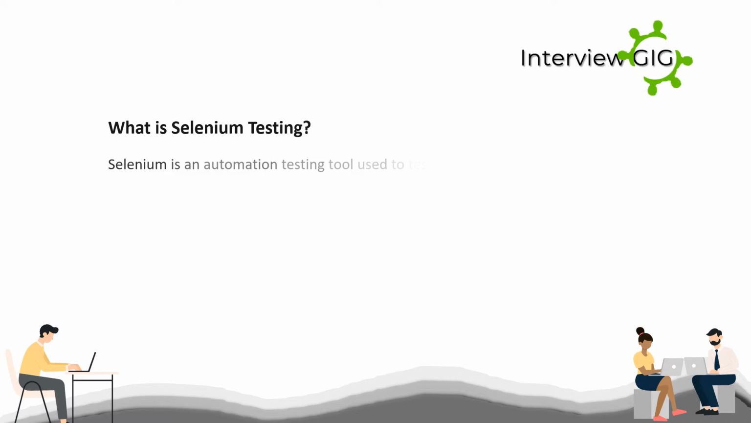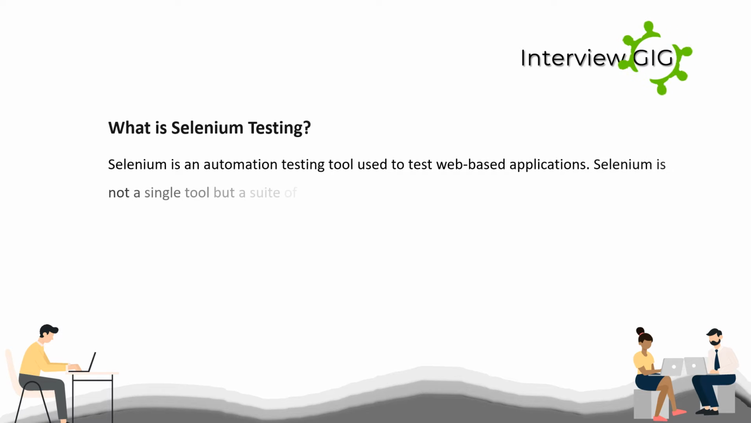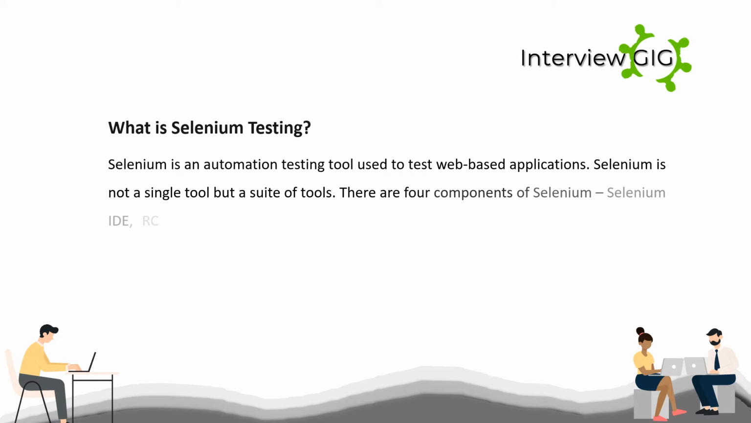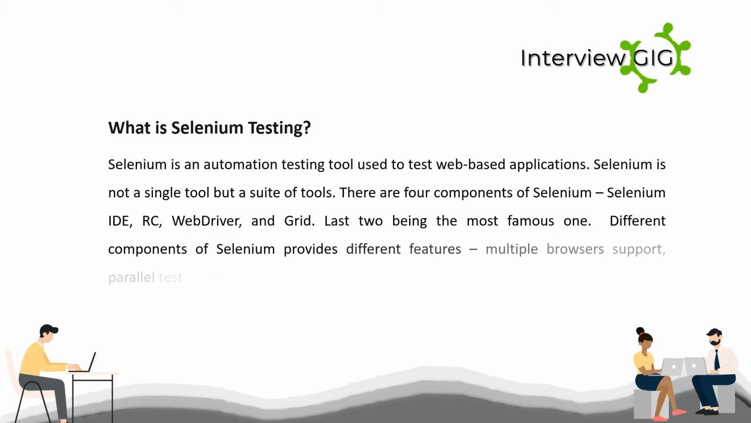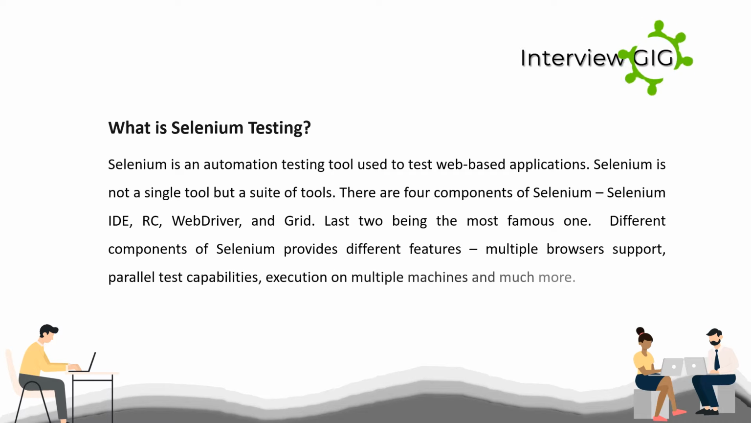What is Selenium testing? Selenium is an automation testing tool used to test web-based applications. Selenium is not a single tool but a suite of tools. There are 4 components of Selenium: Selenium IDE, RC, WebDriver, and Grid, the last 2 being the most famous ones. Different components of Selenium provide different features: multiple browser support, parallel test capabilities, execution on multiple machines and much more.